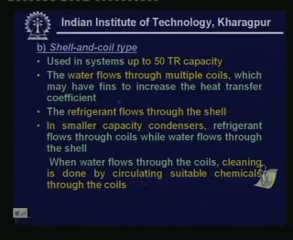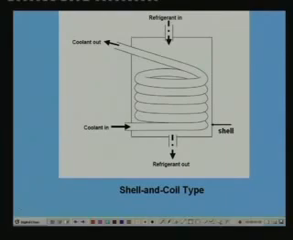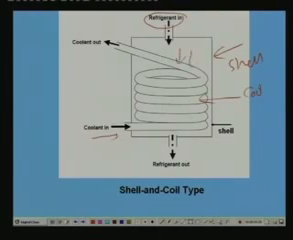Let me show a picture of shell and coil type. So you can see the shell and coil type of condenser here. As you can see here, this is your shell. Okay, so refrigerant vapor enters at the top. It comes in contact with the coil. So this is your coil. Okay, through the coil the coolant flows. In this case, the coolant enters at the bottom and leaves from the top. So the coolant flows through the coil, and the refrigerant vapor comes in contact with the coil.